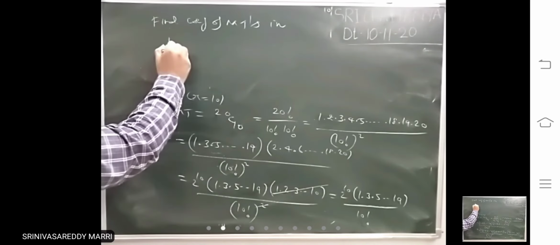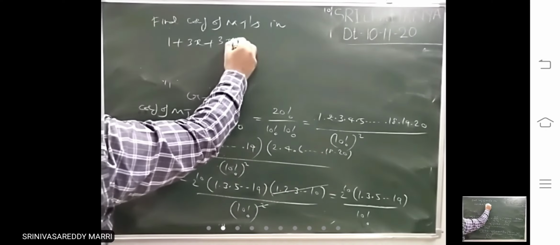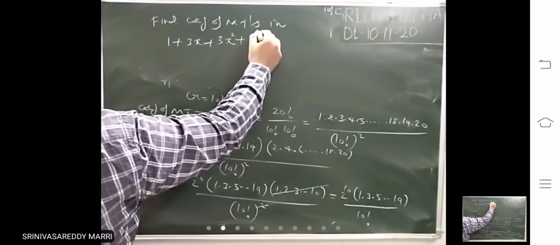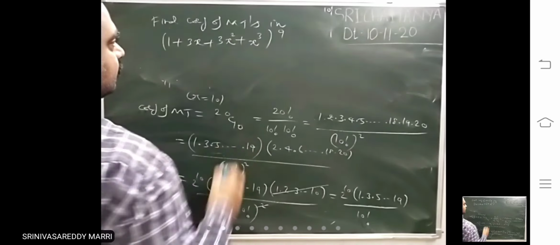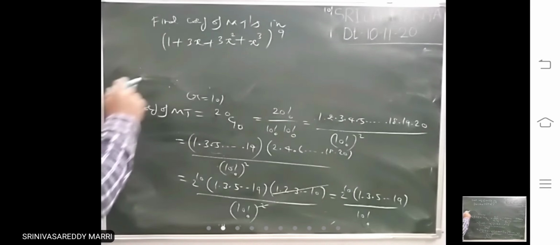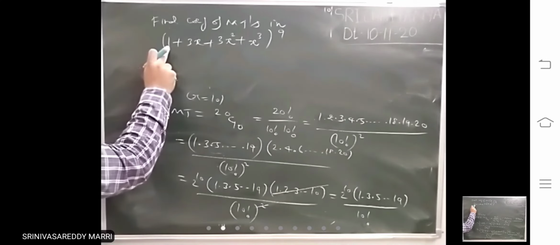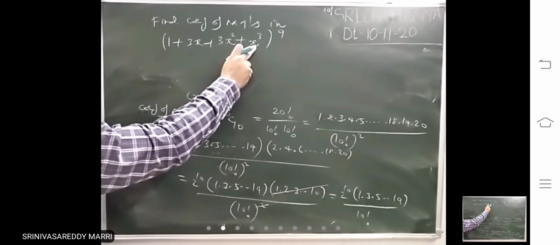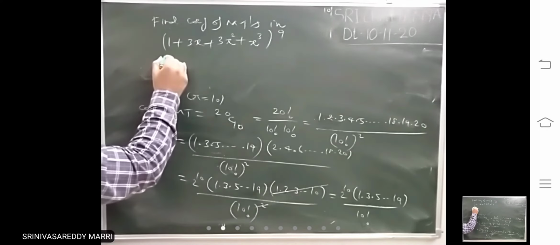Find the middle terms in (1 + 3x + 3x² + x³) to the power 9. In this you have to write the coefficients of the middle terms. If you observe here, a cube is there, b cube is there, 3a²b is there, 3b²a is there.